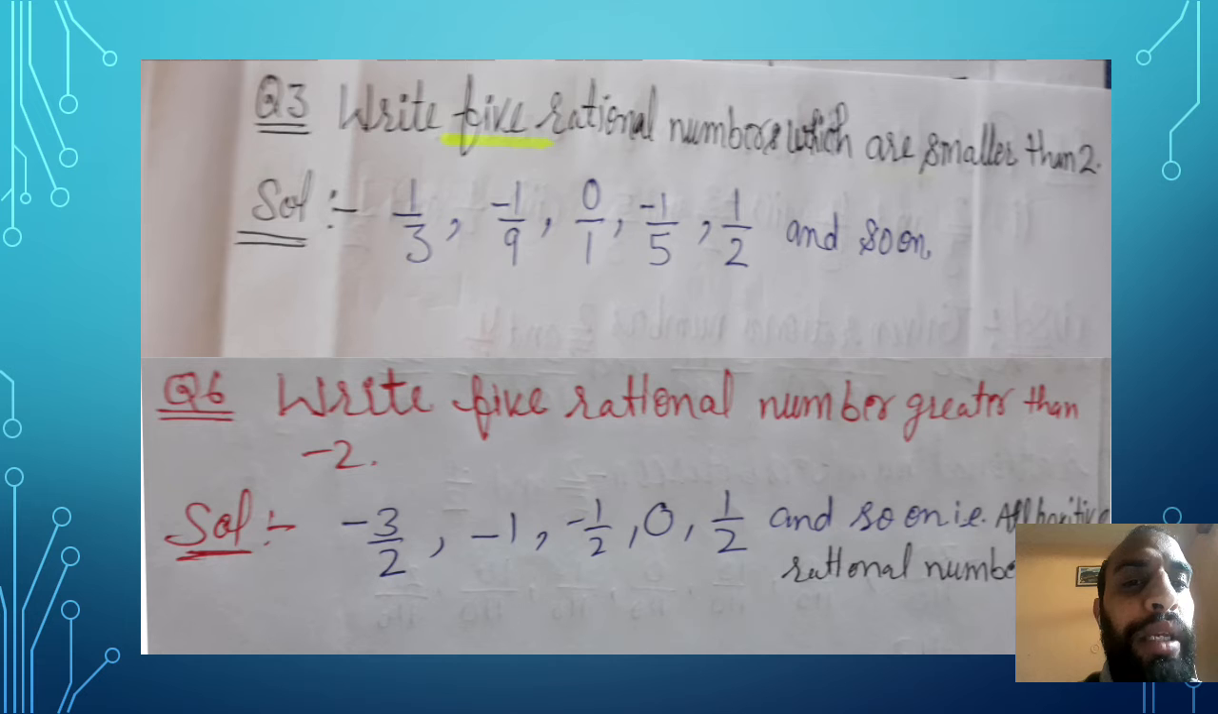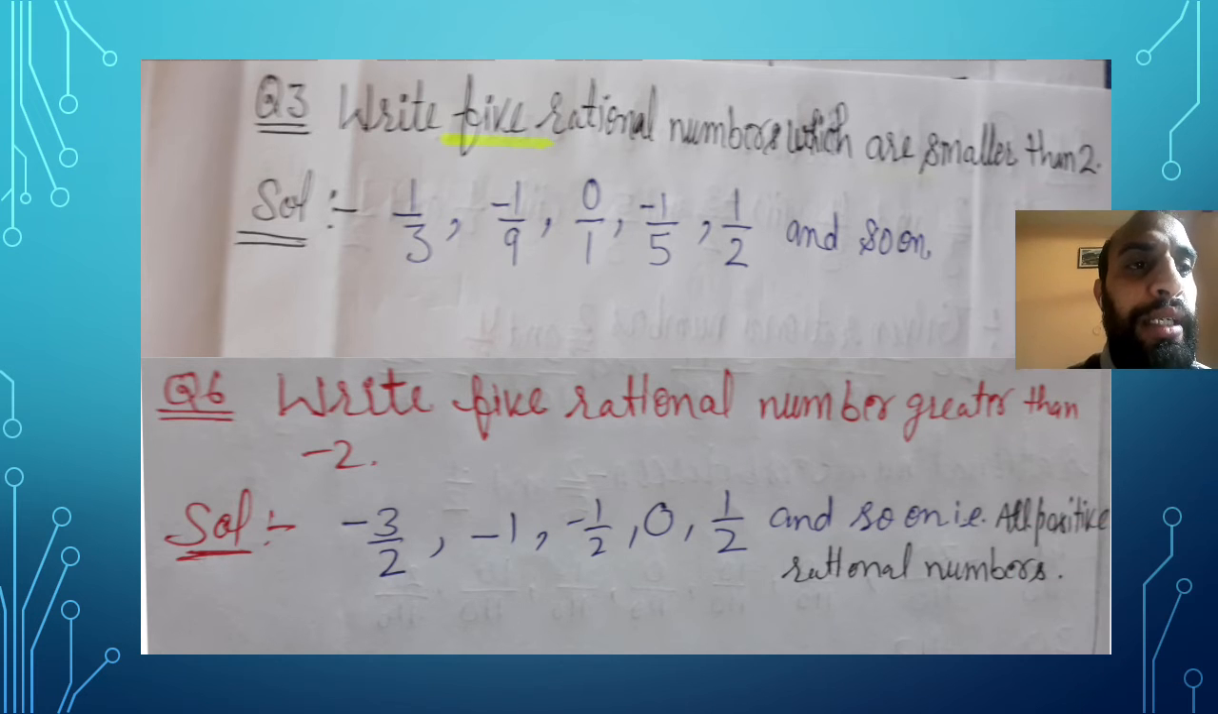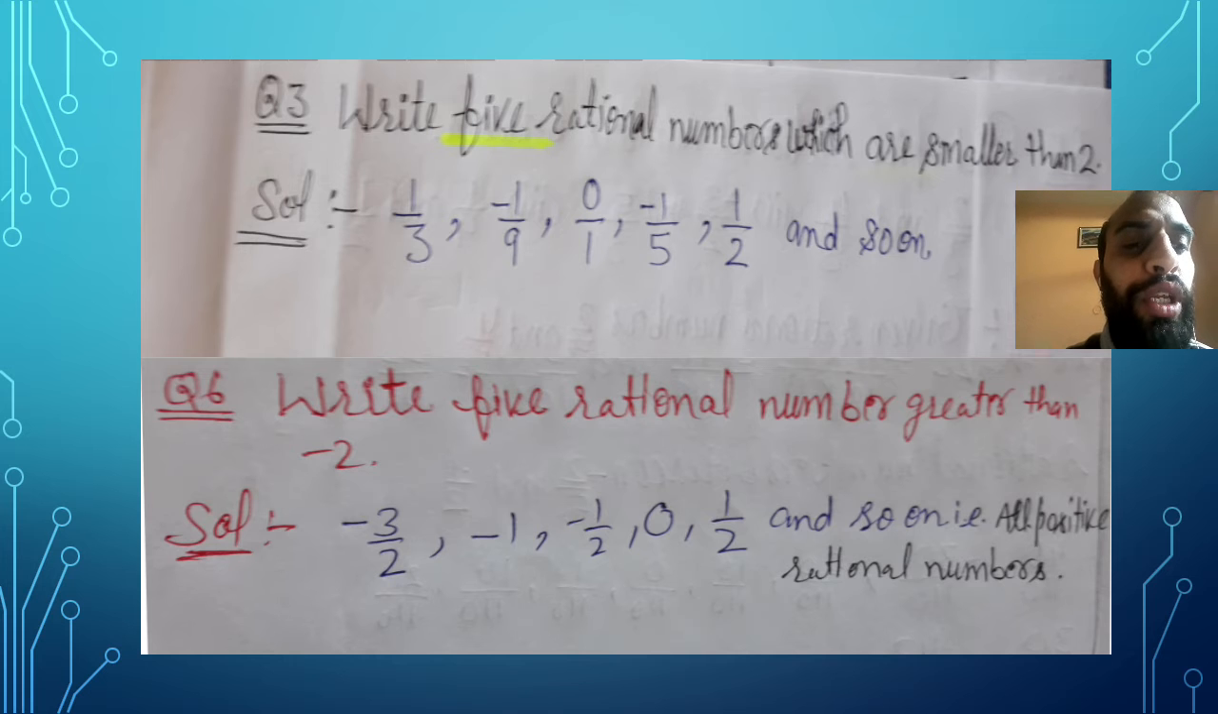In a similar way, you have question number 6. Write 5 rational numbers greater than -2. Same is the case. Greater than means we need to move toward the right side. Right side means -1, 0, 1, 2, 3, 4, 5. All of them are greater than -2. In simple language, you can say all the positive rational numbers come in this category.